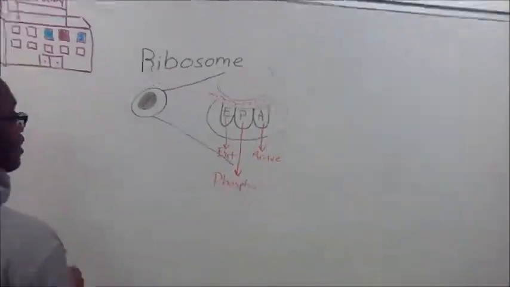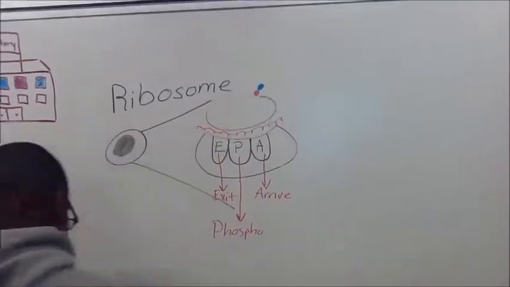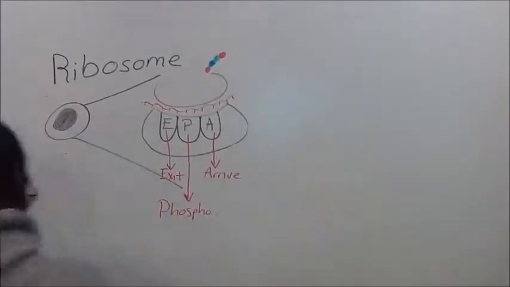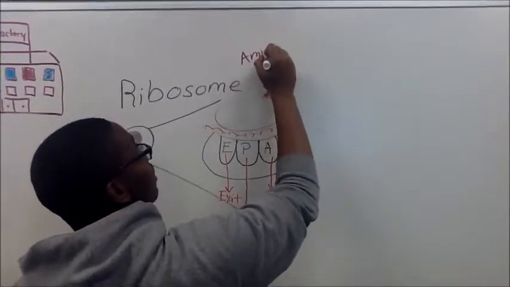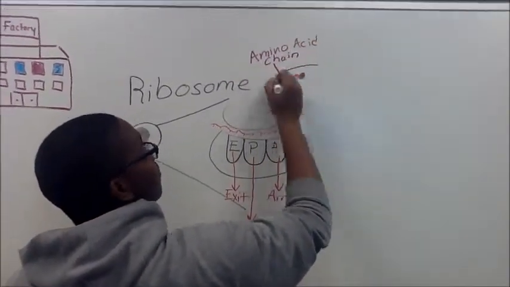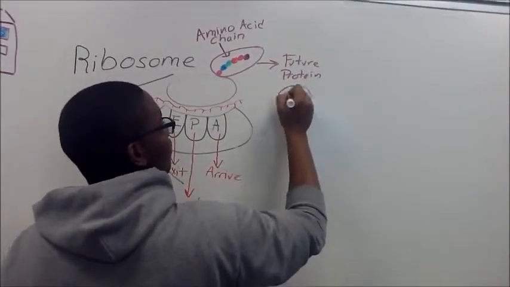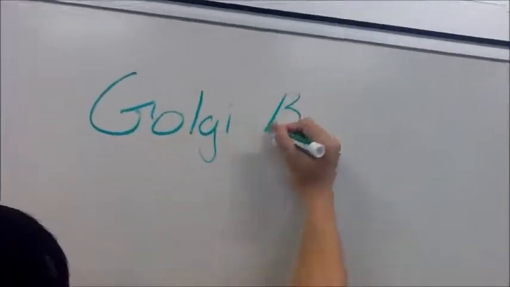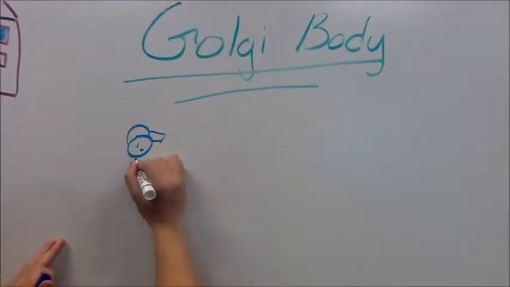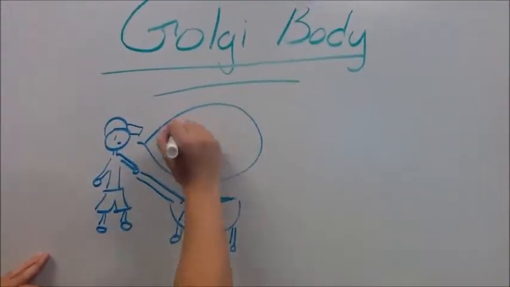But when a protein is made, where does it go? The Golgi body serves as the delivery service within the cell. The Golgi body packages proteins and hormones and things of that nature, then marks them for delivery either within the cell or throughout the body.